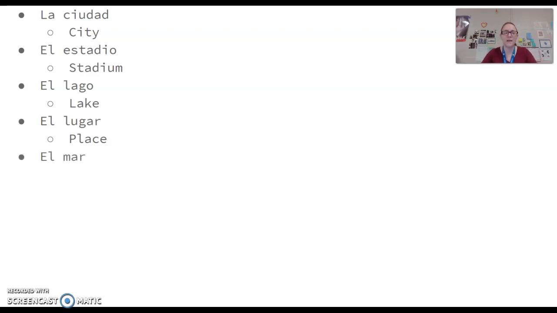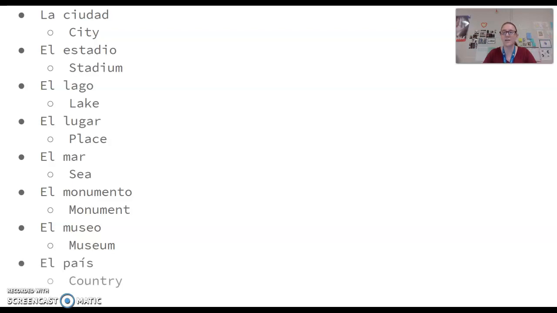Okay. El mar is the sea, like the ocean. El monumento, that's a monument. El museo, that is a museum. El país, this is a country. This is not like a countryside, but like the United States is the country where I'm from. Es el país de donde soy.